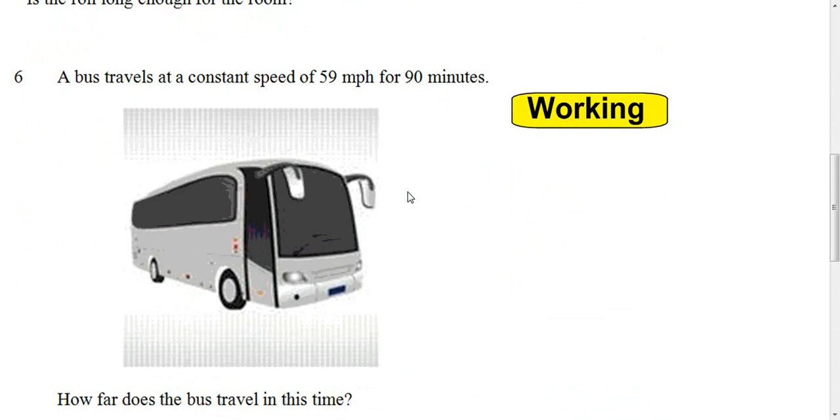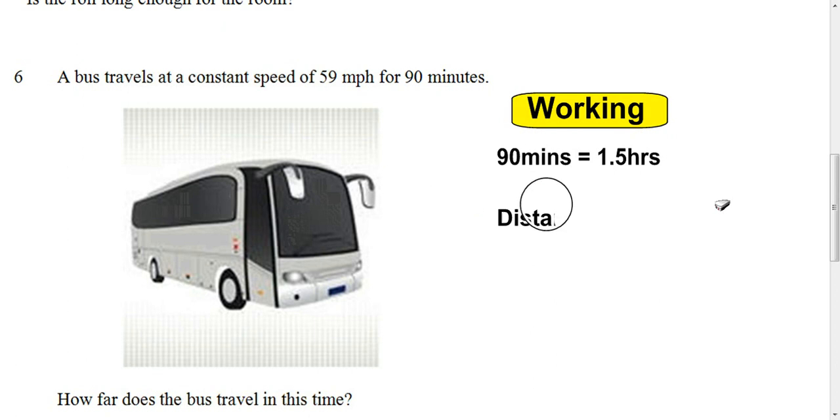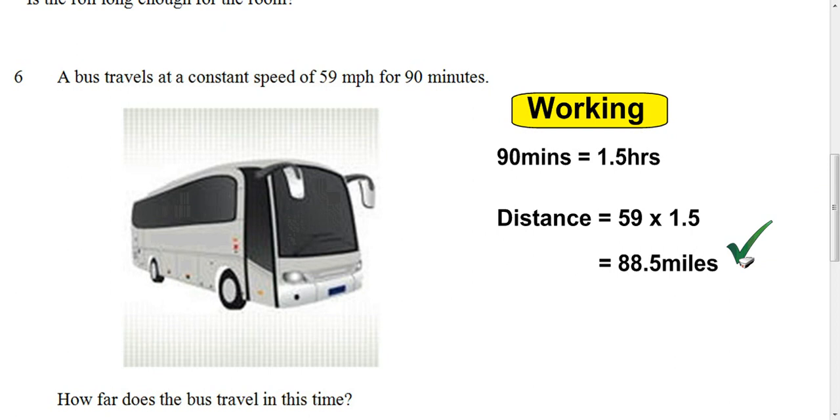Okay, moving on to question 6. A bus travels at a constant speed of 59 miles per hour for 90 minutes. So this means it travels 59 miles an hour in 1 hour and then a half on again. So the easiest way to think of this is 90 minutes is 1.5 hours. That's how you put this into a calculator. Think of it in terms of hours, which is 60 minutes is 1 hour, 30 minutes is half an hour, so that's 1.5 hours. And then if you just do 59 times 1.5, you'll get your answer of 88.5 miles. If it said 30 minutes up here, you would just multiply by 0.5.